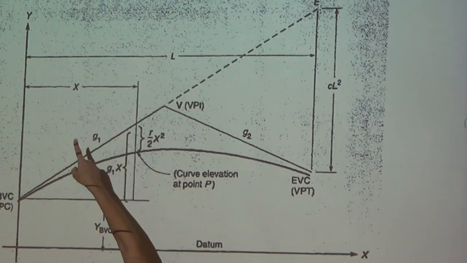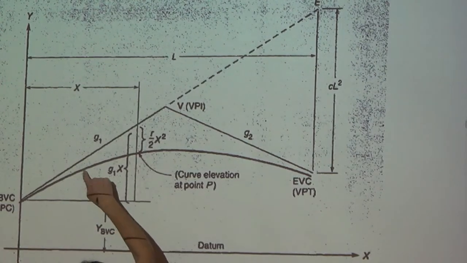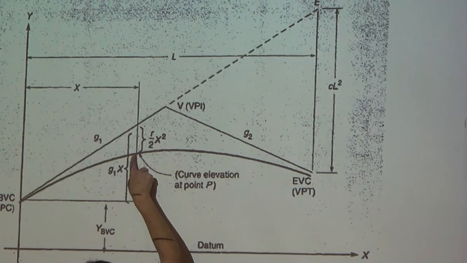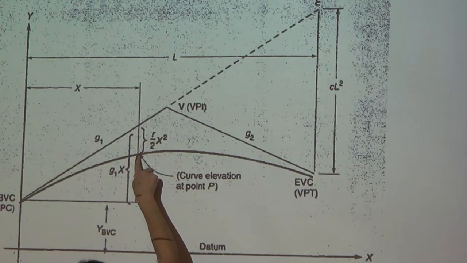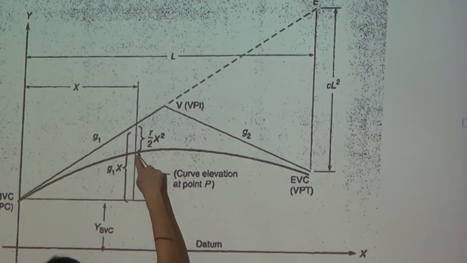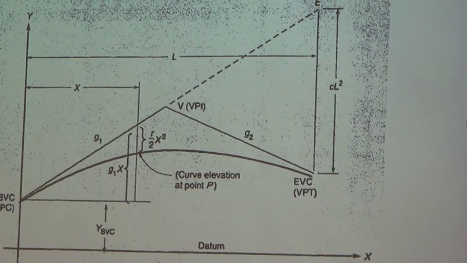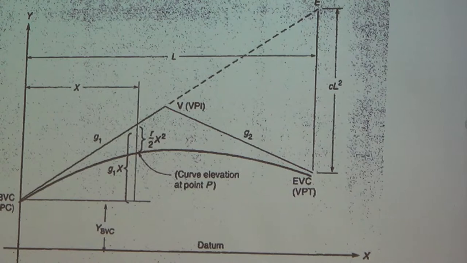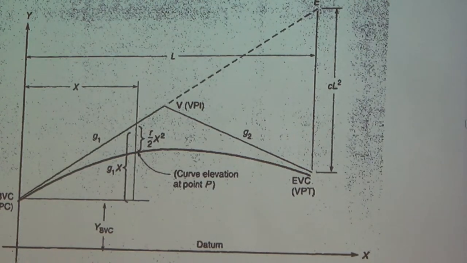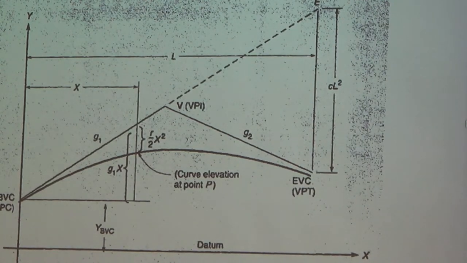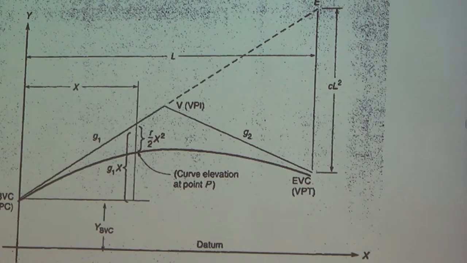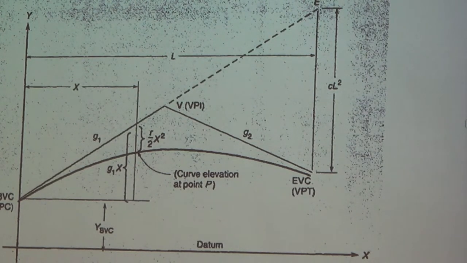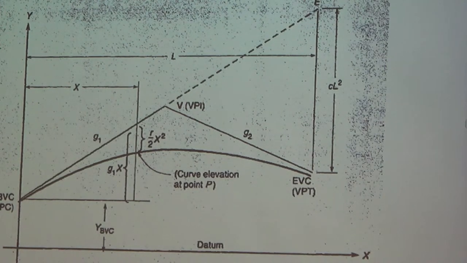X represents the horizontal distance to any point along here. So in this particular case, they're trying to locate this point, and it's a horizontal distance X from the beginning of vertical curve. Everything's represented from the beginning of vertical curve. Good? Okay, so what do we need to know? We need to know BVC or VPC. We need to know EVC or VPT.